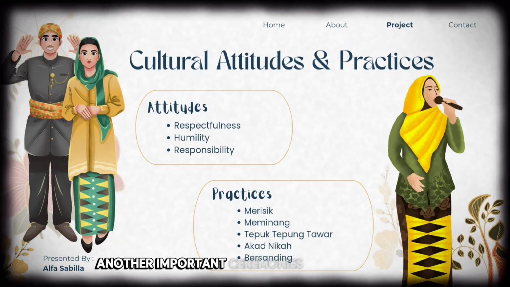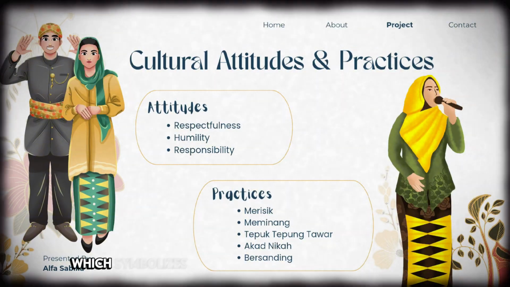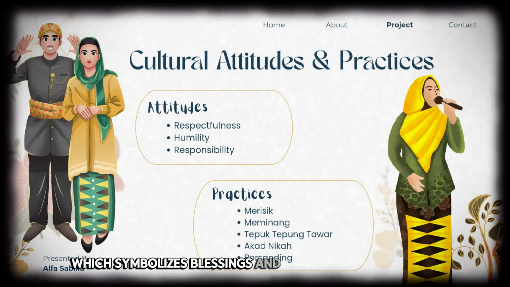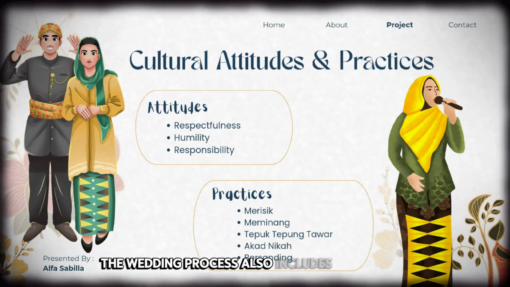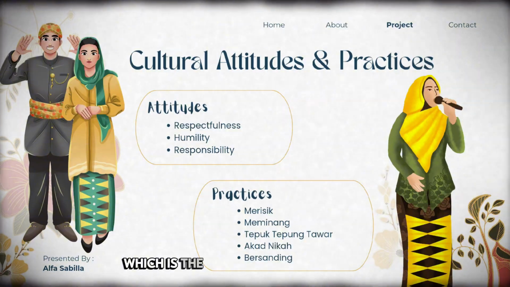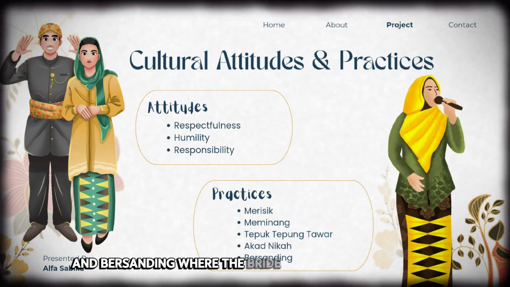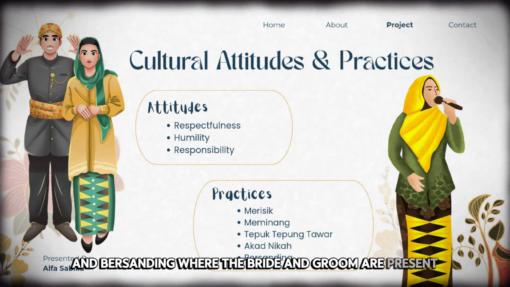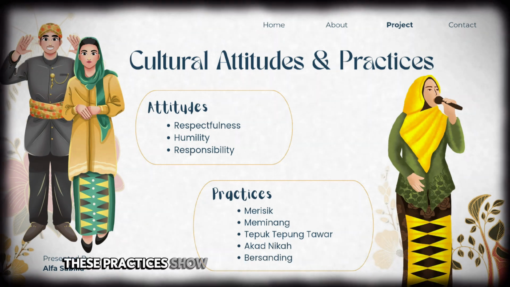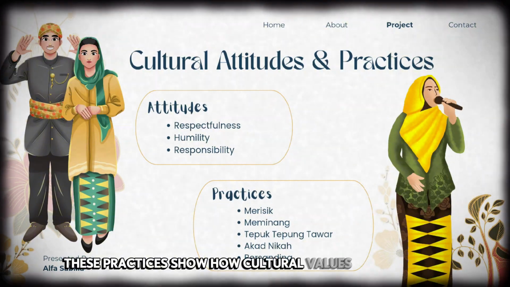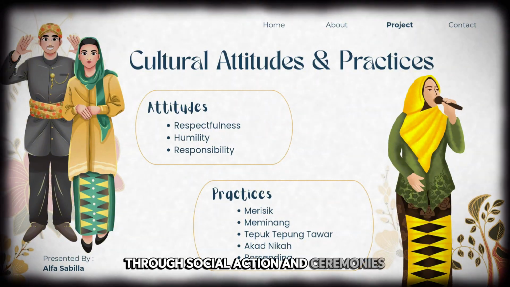Another important ceremony is tepung tawar, which symbolizes blessings and prayers for the couple. The wedding process also includes akad nikah, which is the Islamic marriage contract, and bersanding, where the bride and groom are presented as a married couple. This practice shows how cultural values are expressed through social action and ceremonies.